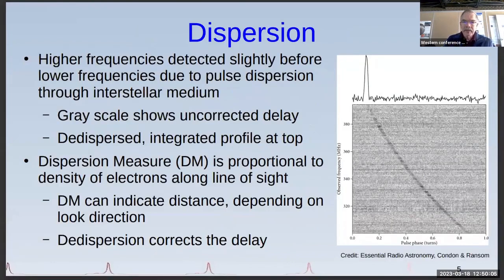Dispersion was talked about a couple of times yesterday. So the higher frequencies are detected before the lower frequencies, and that chart shows the same thing we saw yesterday, and you have to account for that, and then we integrate the pulses to get that nice looking pulse on the top of the chart there, and that's what we'll be showing. I did want to mention that dispersion measure is proportional to the density of electrons along the column between you and the pulsar, and that density can depend on which direction you're looking. If you're looking up out of the Milky Way, then it's going to be less than if you're looking down towards Sagittarius, towards the center of the Milky Way. You have a lot more electrons there.